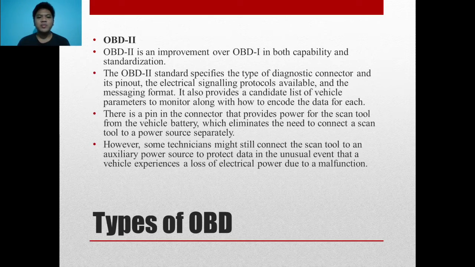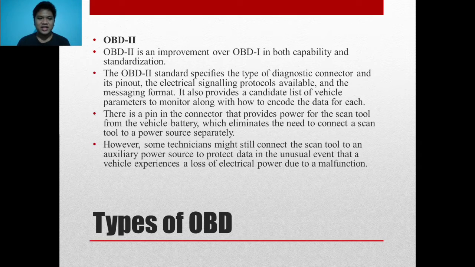OBD2 is an improvement over OBD1 in both capability and standardization. The OBD2 standard specifies the type of diagnostic connector and its pin out, the electrical signaling protocols available, and the messaging format. It also provides a candidate list of vehicles, parameters to monitor along with how to encode the data for each.